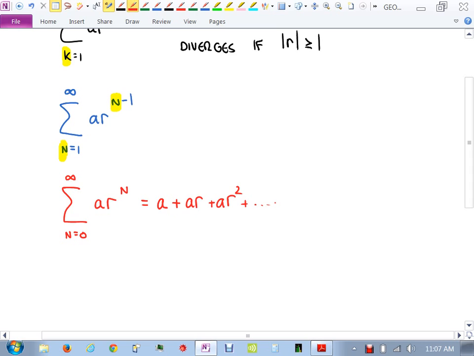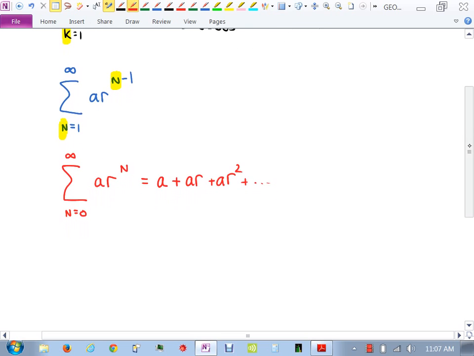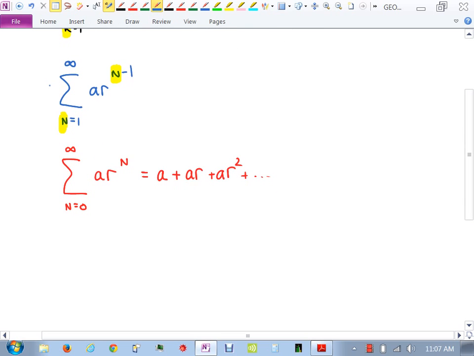Well, let's look at that. That's exactly what I'm going to talk about next. Can you mess around with this index even more? So let's try something. Let's take this formula in blue here. Okay, I'm going to take that, and let me just mess with this. N equals 1 to infinity, ar to the n minus 1.